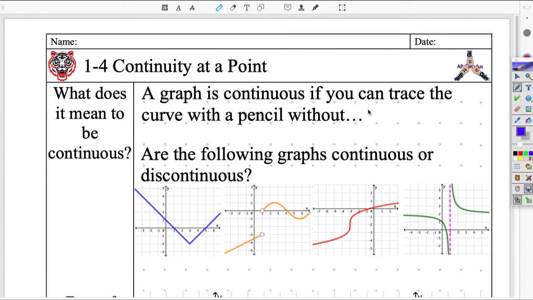We are back with AP Calculus Lesson 1-4, Continuity at a Point. So, we've been talking about this word continuous.